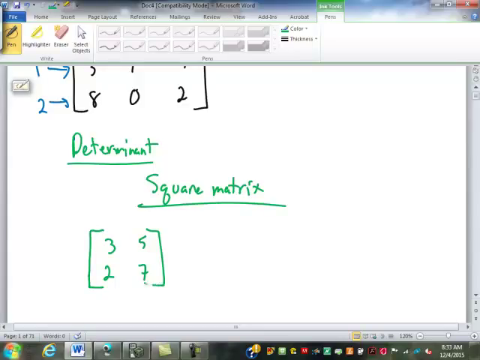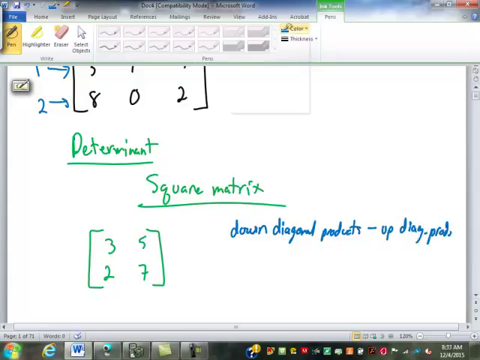There's a 2 by 2 matrix. A determinant involves down products, technically down diagonal products, minus up diagonal products. So looking at this, we've got 3 times 7 is 21. That's my down diagonal product. Up, I got 2 times 5 is 10. 21 minus 10, this is a determinant of 11.